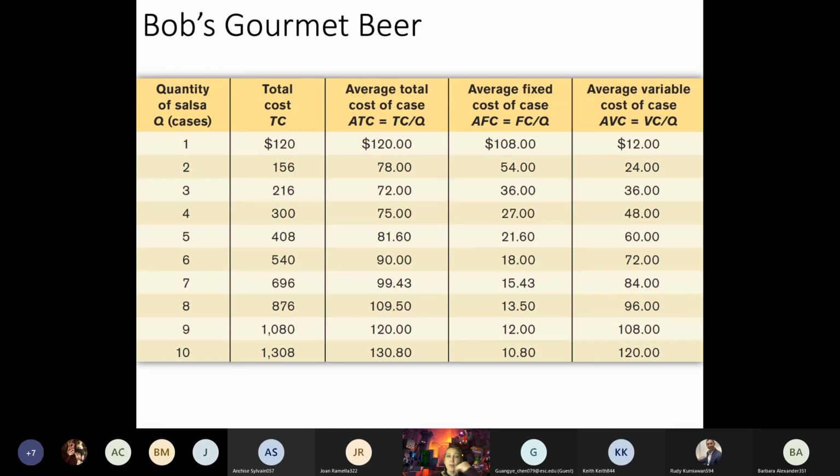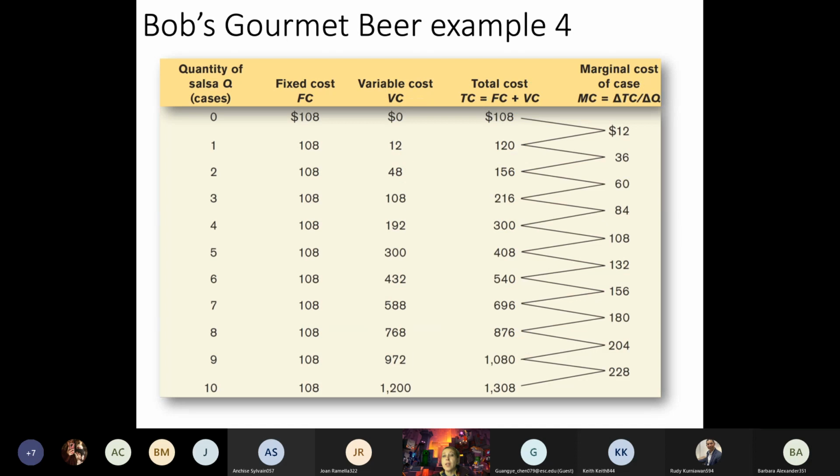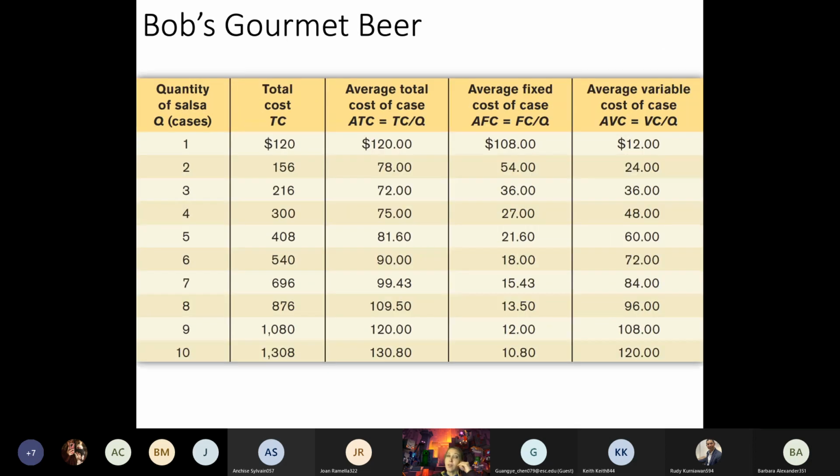So what else can we compute? Since we're already on the computing spree, we might as well compute something else. So total cost comes from the previous example. I will even scroll back to show you the total cost. 120, 156, 216, and we see it on this new table. So knowing these two columns, quantity and total cost, we can now compute average total cost. We can compute average fixed cost and average variable cost, just to practice that we know what they mean.